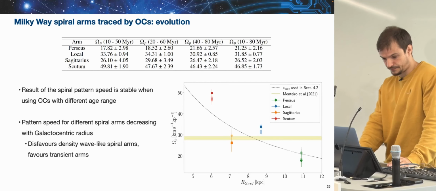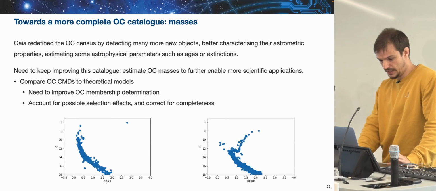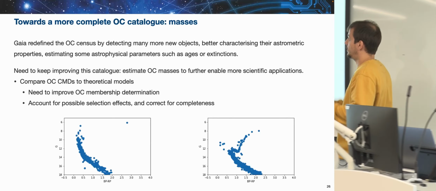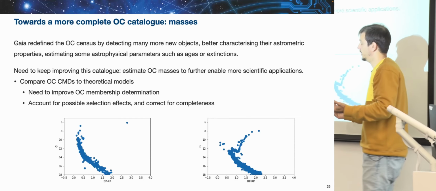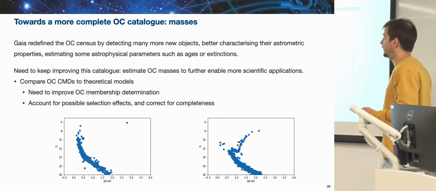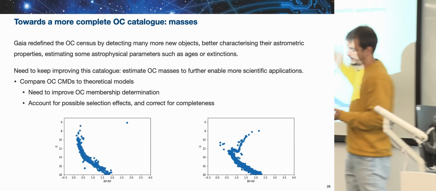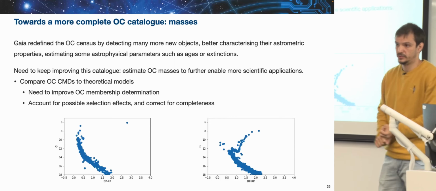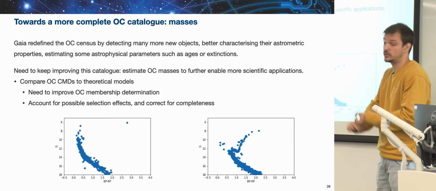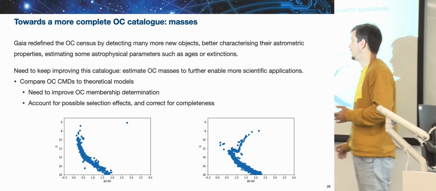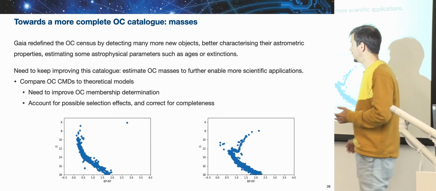Okay, so now we're going to move to the selection function. So basically, what do we need to get a more complete cluster catalog? We want to keep improving the open cluster catalog. We can do more homogeneous membership determinations, more homogeneous astrophysical parameter determinations, but also we can add some other astrophysical parameters to enable further studies. And one of these parameters would be the masses.